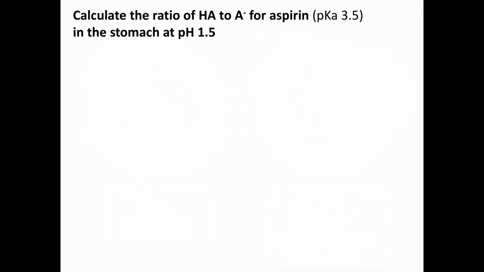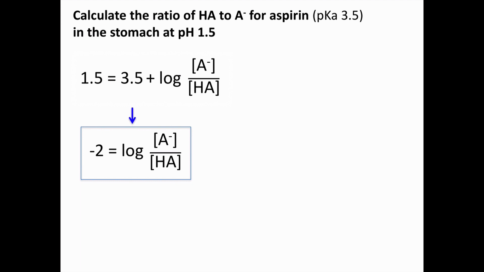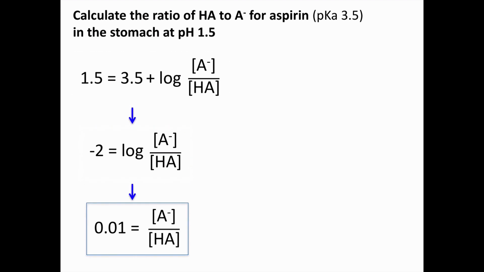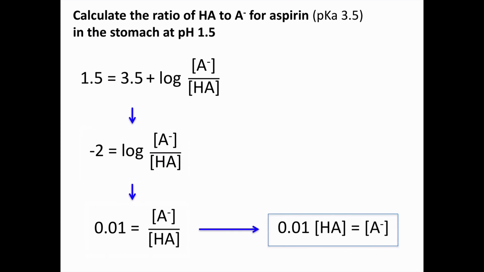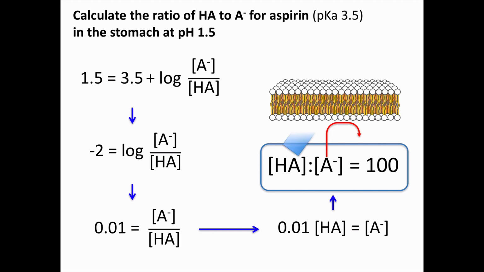Okay, now we're back. We set this up by using the Henderson-Hasselbalch equation such that the pH 1.5 equals the pKa 3.5 plus the log of A minus over HA. We simplify by subtracting 3.5 from both sides such that negative 2 equals the log of A minus over HA. Then we take the anti-log of both sides, which is 10 to the negative 2 power, or 0.01, equals A minus over HA. Rearrange that to get 0.01 HA equals A minus, or the ratio of HA to A minus equals 100. The uncharged conjugate acid predominates, and we get good drug absorption from the acid environment of the stomach.